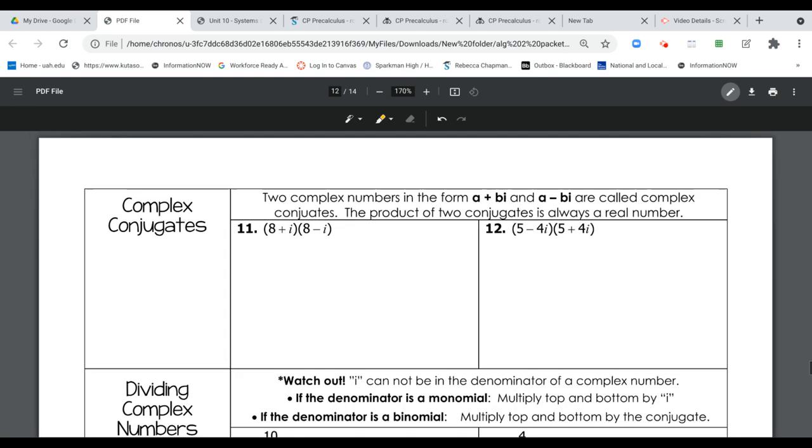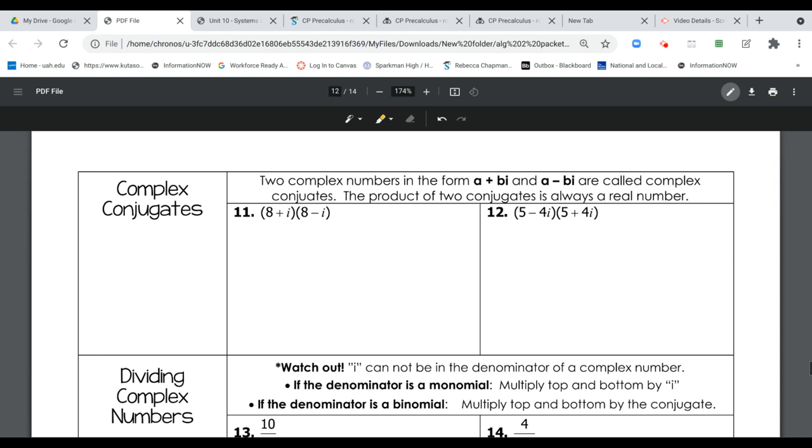All right. Now, complex conjugates, when you multiply these together, they are always real numbers. And what makes them a complex conjugate is it's the same factor. The only difference is one is a plus and one is a minus. So if you notice in number 11, I have 8 plus i and I have 8 minus i. What happens when you multiply complex conjugates together, the O and I of the FOIL process will cancel. So watch what happens when I completely FOIL this problem.